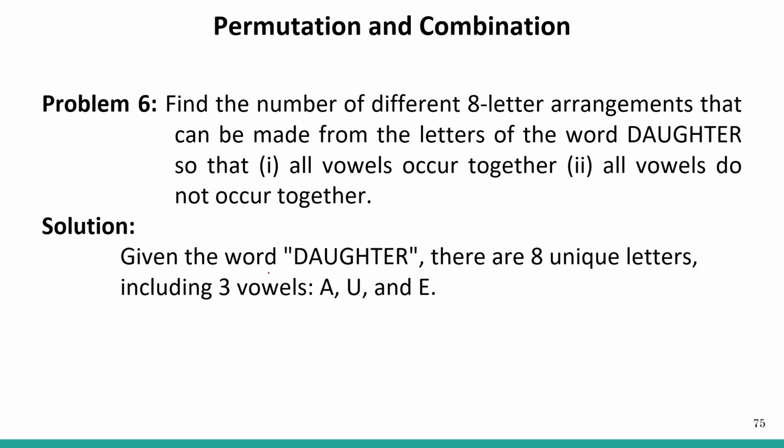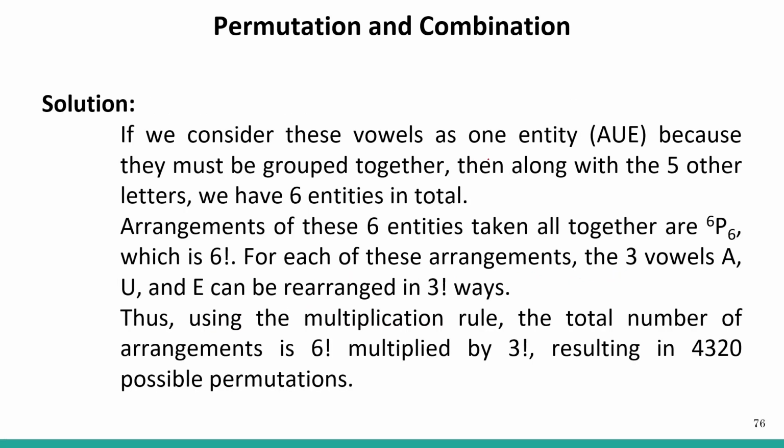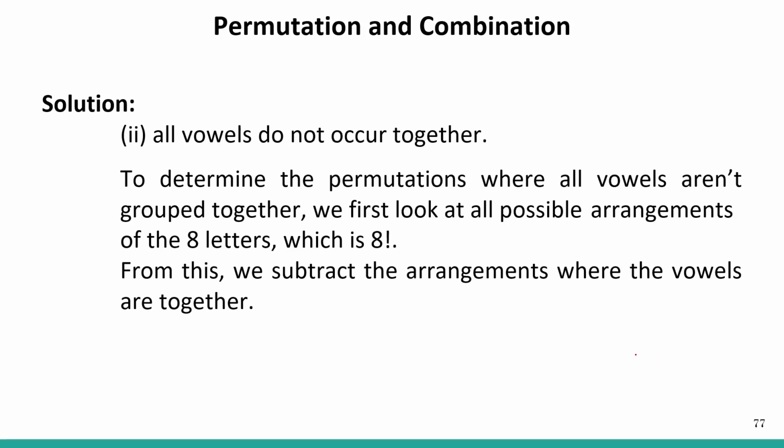Okay, so given the word daughter, there are 8 unique letters including 3 vowels, that is A, U, E. If we consider these vowels as one entity, they must be grouped together, right? So along with the 5 other letters, we have 6 entities in total. Arrangements of these 6 entities taken all together, so 6P6 ways, that is 6 factorial. Using the multiplication rule, there are 6 factorial into 3 factorial ways, which is equal to 4320 possible ways.